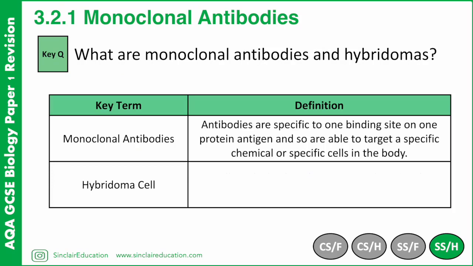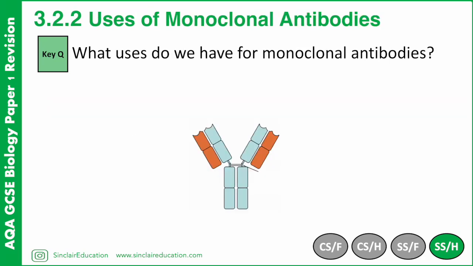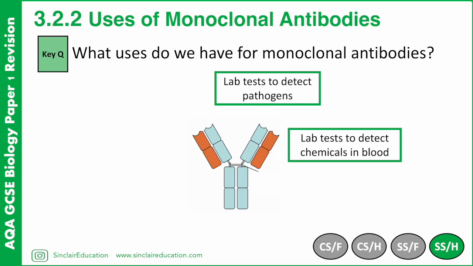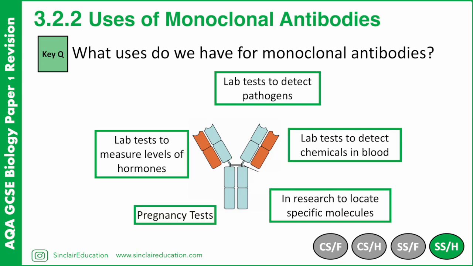So monoclonal antibodies are man-made and they're specific to one binding site. A hybridoma cell is a lymphocyte and tumour cell combined. Our uses for this include lab tests for pathogens. It includes lab tests for testing chemicals in blood. It also means we can locate certain molecules. We can use it in pregnancy tests. We can use it to measure levels of hormones, and we can use it to treat cancer.